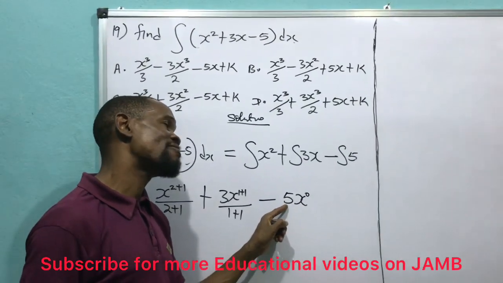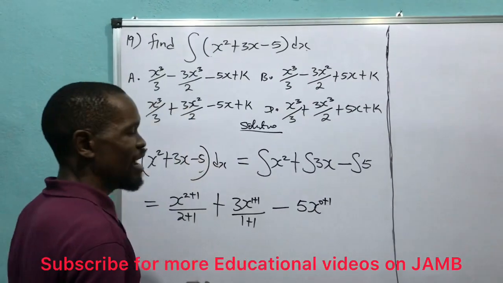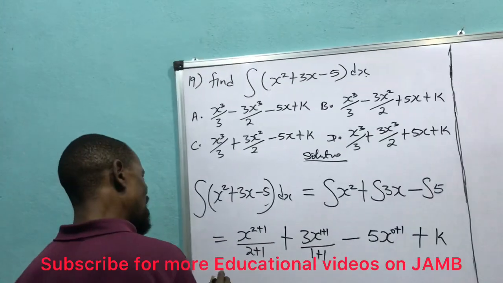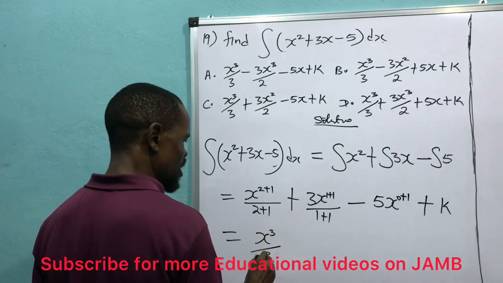1 times 5 is 5. Then we are now adding 1 for the power. And then we want to put our constant, which is K. Then now this will be x raised to power 3 all over 3.